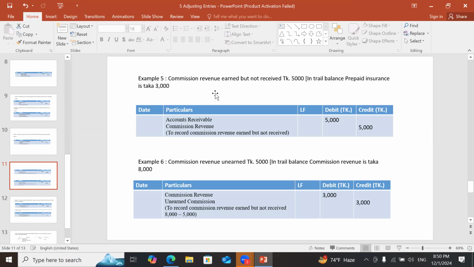Commission revenue earned but not received. Okay, account receivable, you will get in future. So receivable is one kind of asset. Account receivable debit and commission revenue credit.